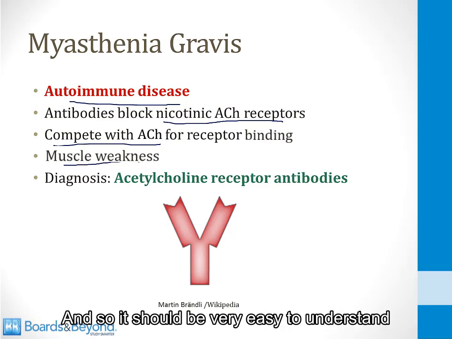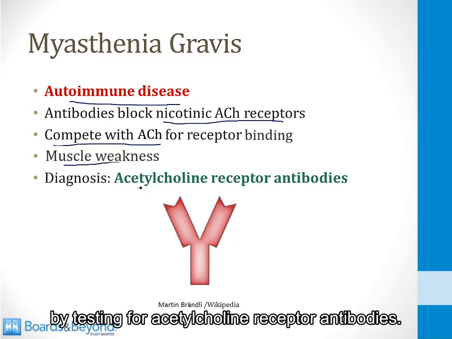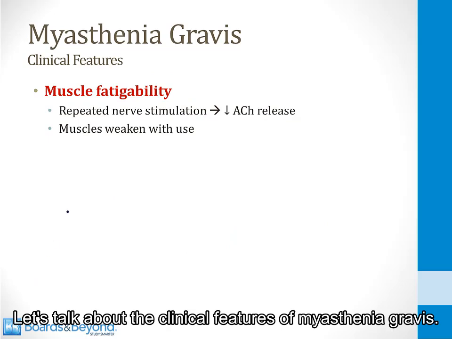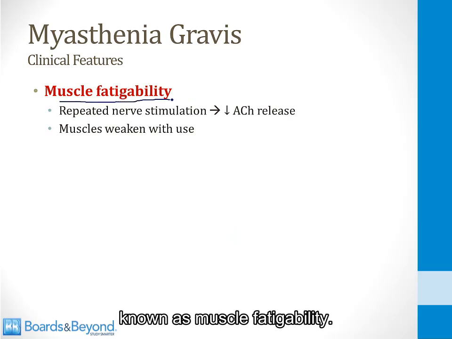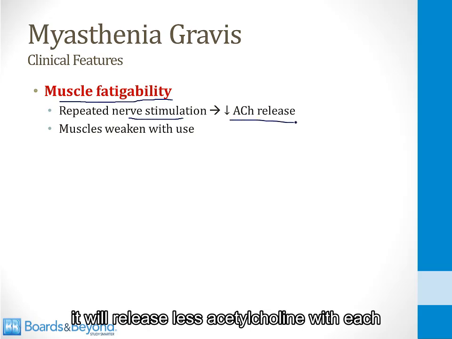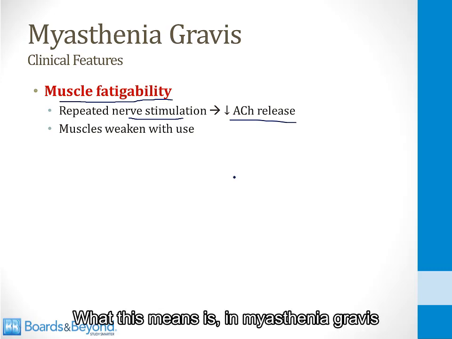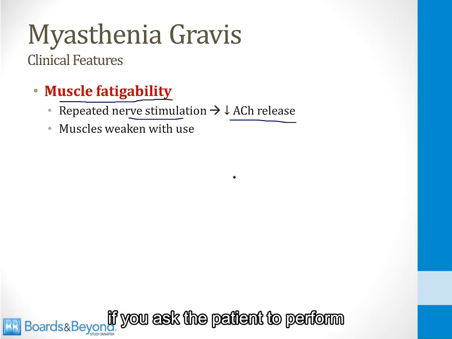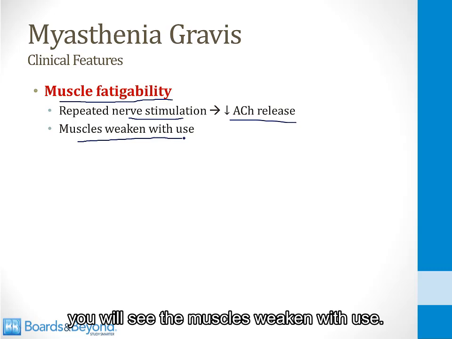And so it should be very easy to understand that you can make a diagnosis of myasthenia gravis by testing for acetylcholine receptor antibodies. Let's talk about the clinical features of myasthenia gravis. The hallmark of this disorder is something known as muscle fatigability. If you repeatedly stimulate a nerve, it will release less acetylcholine with each additional depolarization. What this means is, in myasthenia gravis, if you ask the patient to perform a muscle maneuver over and over again, you will see the muscles weaken with use.